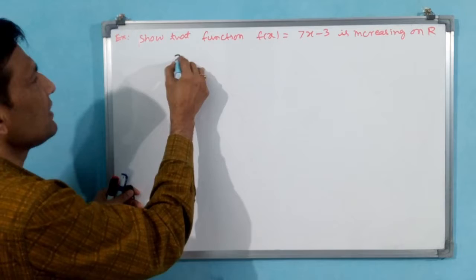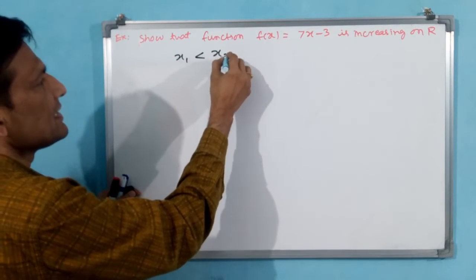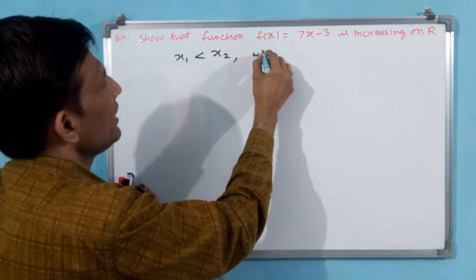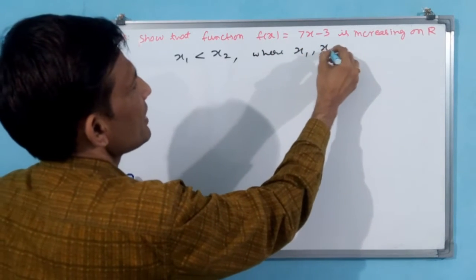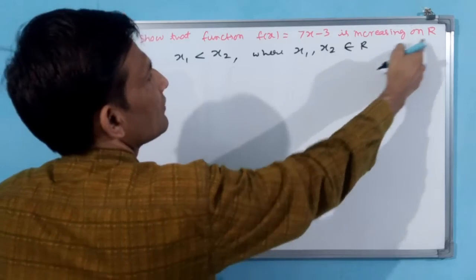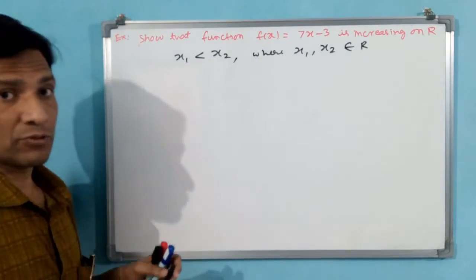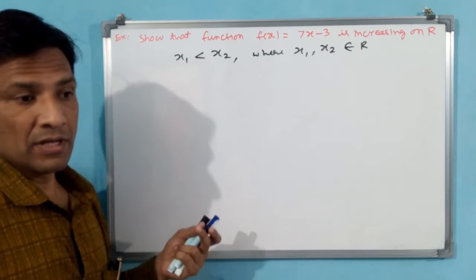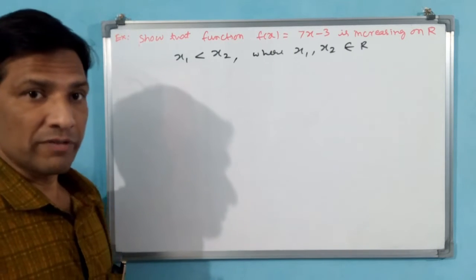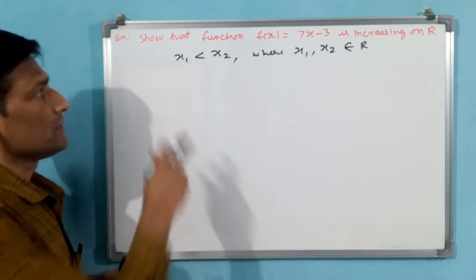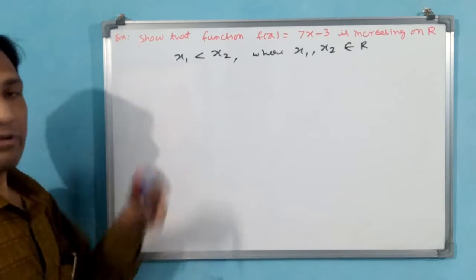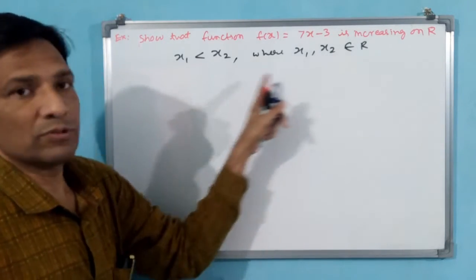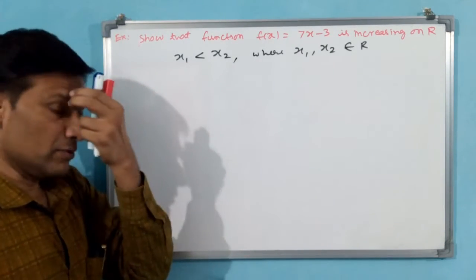Say I am taking two numbers x1 and x2 such that x1 is less than x2, where x1, x2 belong to R. Why? Because on R he wants us to show it. On R means the entire real numbers, this should be applicable. Let us see, negative side and positive side, both it will apply. See, x1 is less than x2 I have written. That means I have chosen two real numbers x1, x2, and x1 is less than x2.